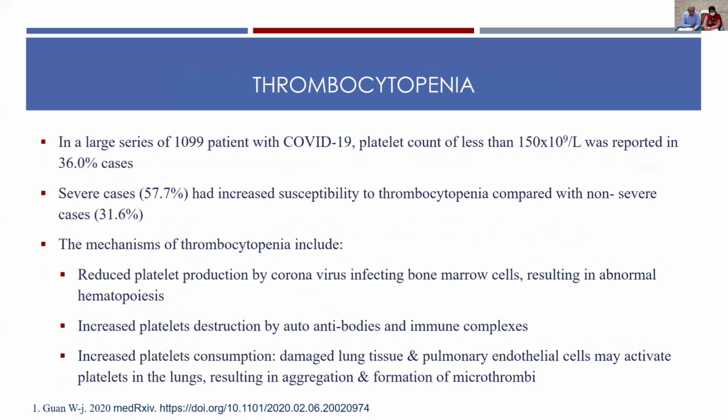And again, the cases that are severe, which was 57%, had increased susceptibility to thrombocytopenia as compared with the non-severe cases, which were 31.6%. What could be the mechanism? And this again is a postulation. Reduced platelet production by the coronavirus infecting bone marrow cells, resulting in abnormal hematopoiesis. The increased platelet destruction by autoantibodies and immune complexes, and the increased platelet consumption. Damaged lung tissue and pulmonary endothelial cells may activate platelets in the lung, resulting in aggregation and formation of microthrombi. And I'll come back to this point in a minute.